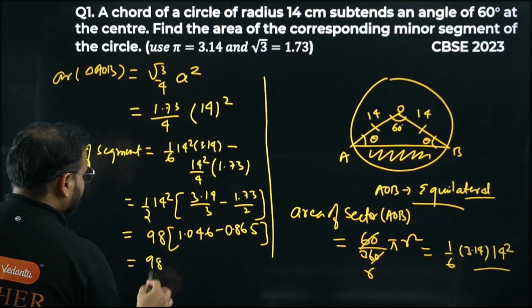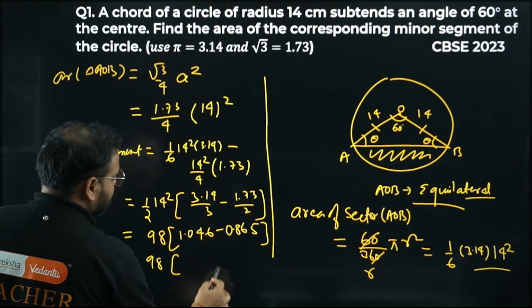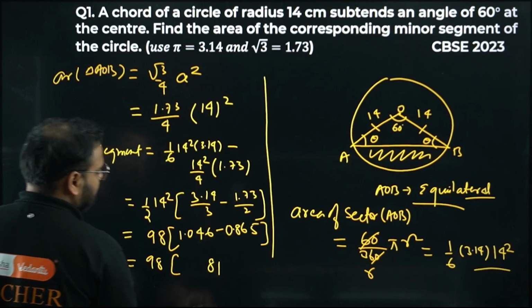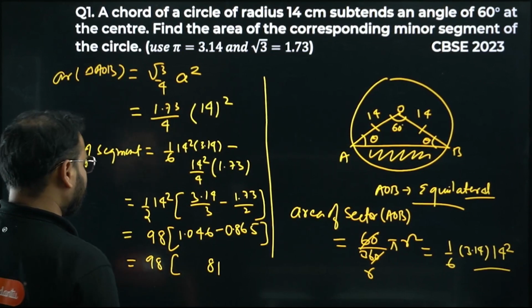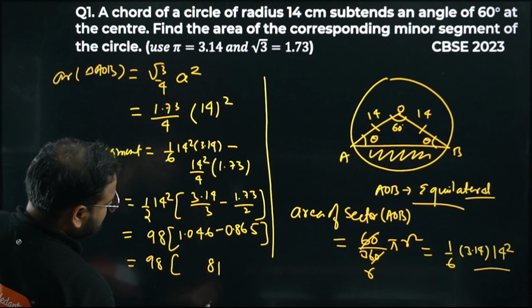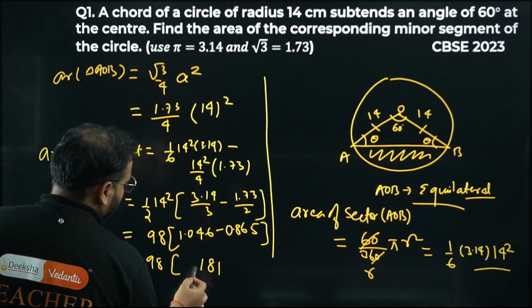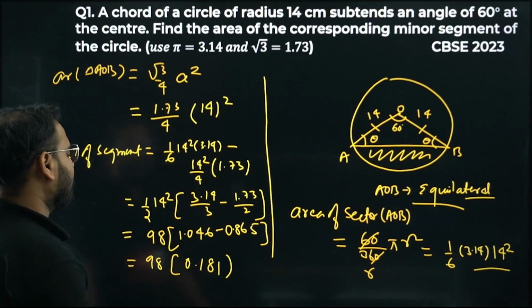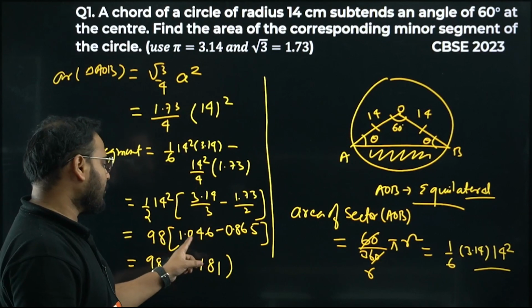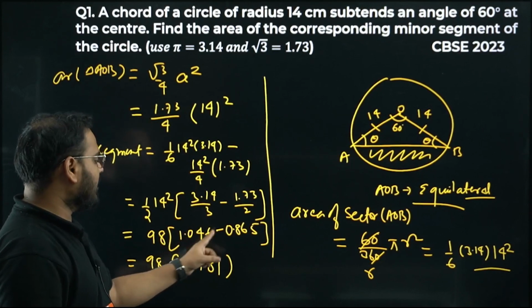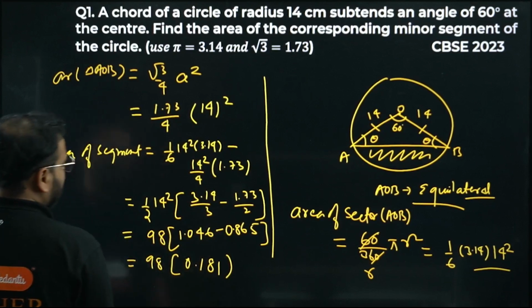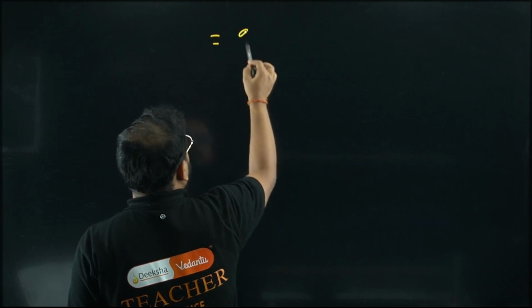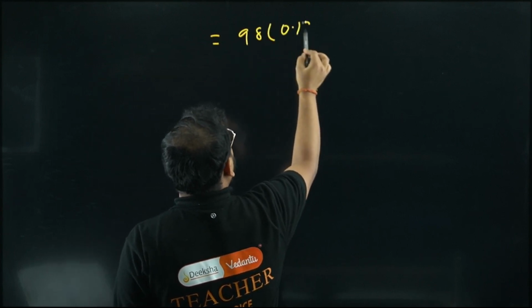So 6 minus 5 is 1. 14 minus 6 is 8. 9 minus 8 will be 1. So 0.811, correct? I have to make this 10 first. So 10 will become, again carry 1, it will become 14. So 9 minus 8 will be 1 only. Multiply this. What am I getting? Multiplication over here. 98 times 0.181, right?